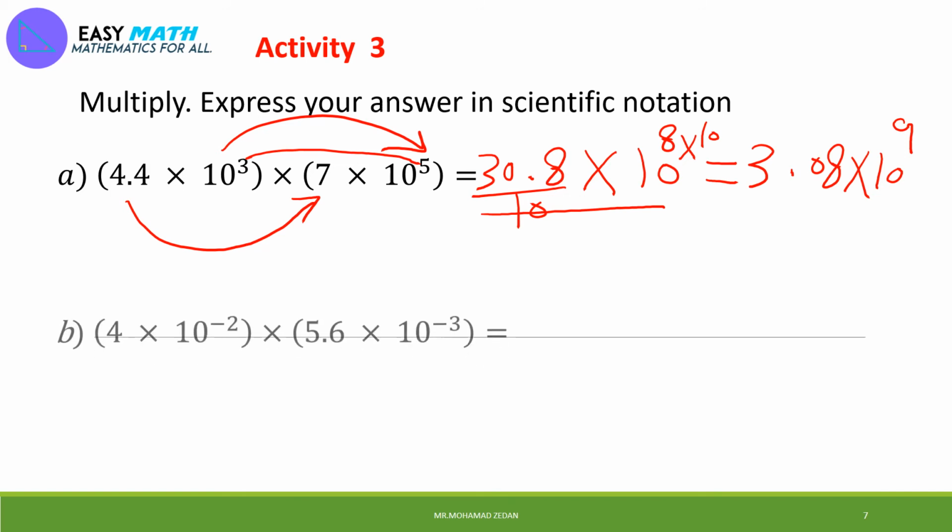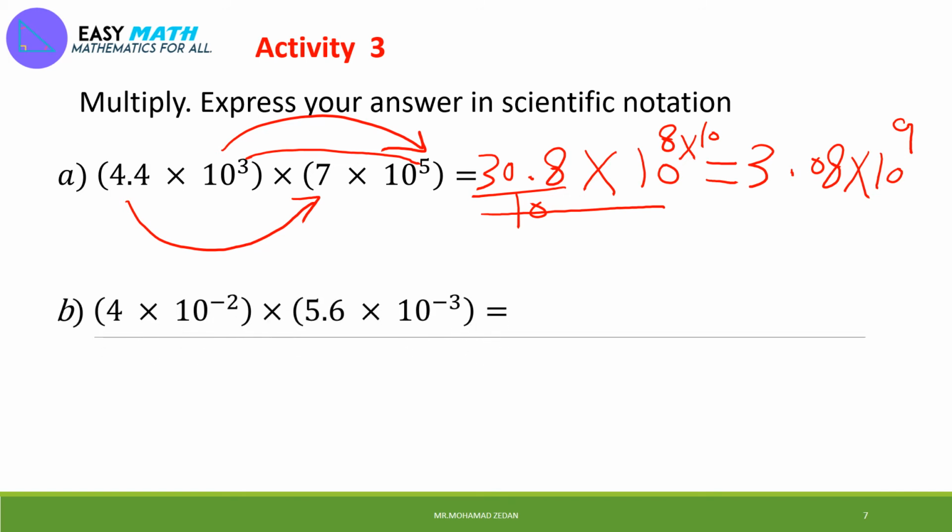Okay? This one you can do yourself and show me your answer. Okay, stop the video now and write your answer. Okay, check your answer with me. The answer is 2.24 times 10 to the negative 4. If you have any problem, just write in the comments any problem or difficulty you face. I'm going to explain again what you need, inshallah.